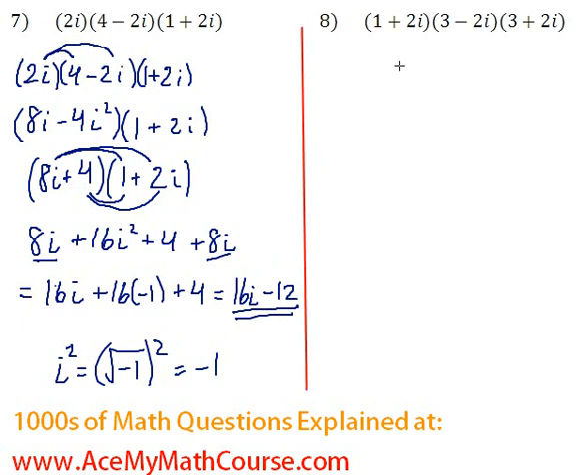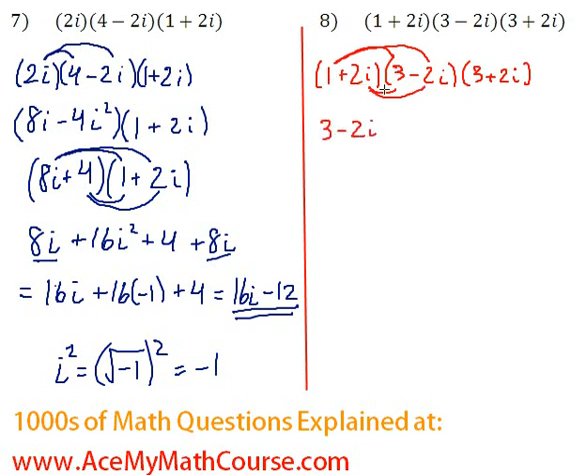Fantastic. Now we're going to have to FOIL a whole bunch of times. First operation here. The third bracket's just going to wait for now. I'm just going to expand this. 1 times 3 is 3. 1 times negative 2i is negative 2i. 2i times 3 is 6i. And 2i times negative 2i is negative 4i squared. Times 3 plus 2i, of course. Great, so now I'll combine like terms. We get negative 2i plus 6i, just 4i, minus 4i squared.